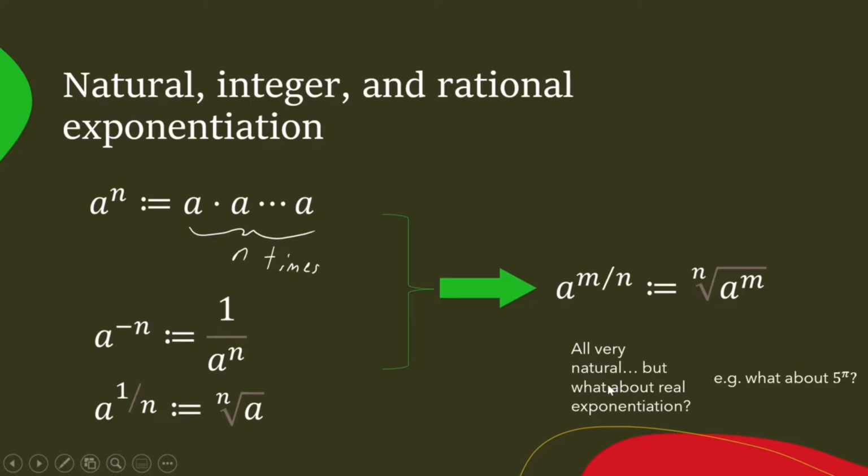This is all very natural, but what about real exponentiation? So for example, what about 5 to the power pi? Pi, as we know, is not a rational number, so it can't be written in this form. So then we can't define it to be the nth root of 5 to some integer power. That doesn't make any sense because pi can't be written in this fractional way. So there needs to be a good definition for this. So we're now going to work our way up to giving a definition for real exponents.